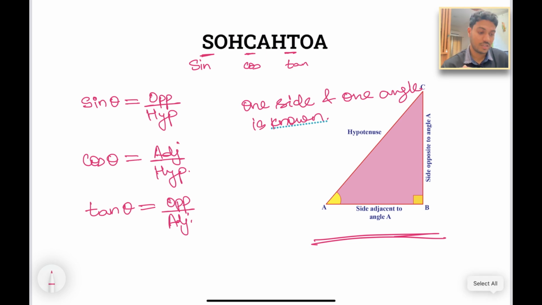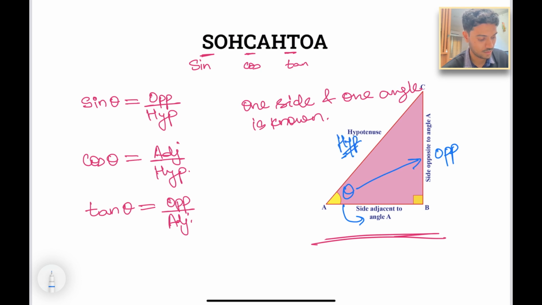This also depends upon the reference angle, in this case theta over here at A. So the side opposite to the angle theta, which is our reference angle, will be your opposite side. This is your adjacent side, and the longest side, which is always opposite to the right angle, that's your hypotenuse. So whenever one angle and one side is known to us, we can use a specific trigonometric ratio which is applicable to find the other side. Now let's do a few questions to understand it better.